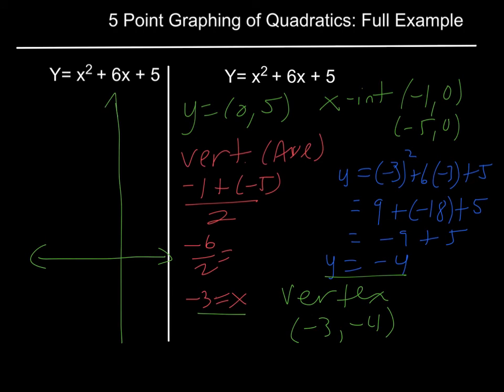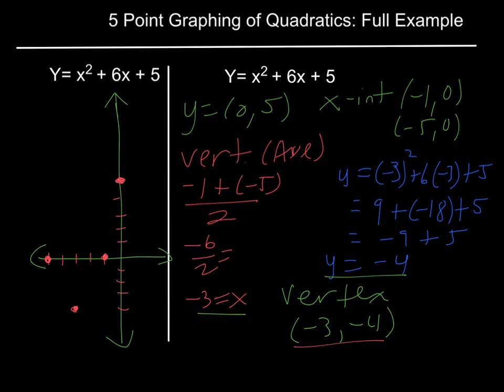Okay, so there's my x and y axis. And, okay, so I'm going to plot 0, 5. That is going to be 1, 2, 3, 4, 5. That's my y-intercept. And then I'm going to plot my x-intercepts, which is -1. So that's right there. And -5, 2, 3, 4, 5. That's right there. And then I'm going to plot my vertex, which is down here. So that's -3. So that is 1, 2, 3, and then down 4. 1, 2, 3, 4. So -3, -4 is right there.